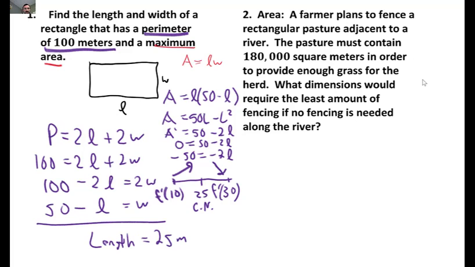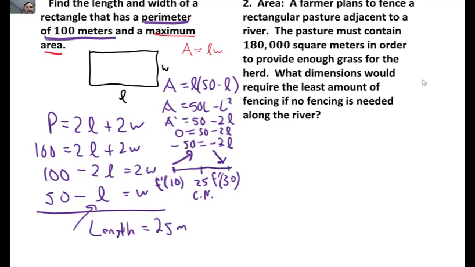And now that I know the length, I could plug that in, I guess, basically anywhere. That would then solve for W. So 50 minus 25 gives me width. So width is 25 also. So under those conditions, if you want the max area, you really just want it to be a square.